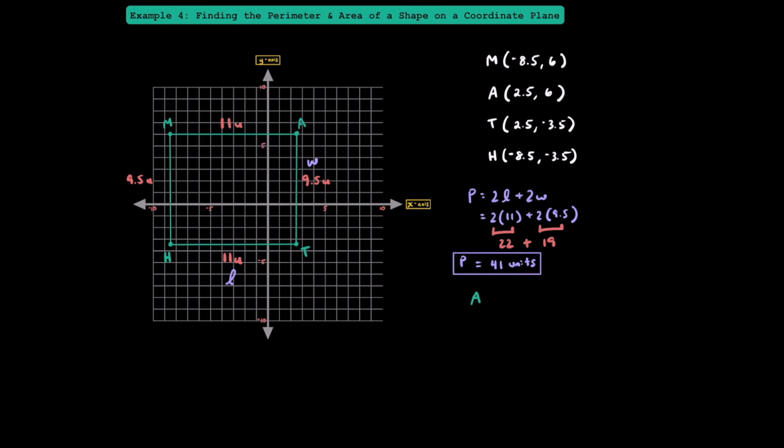Now that we have the perimeter, let's find the area. Area is just equal to length times width. Since we know our length is 11 units, we can use an 11 here and multiply it by the width, which we know is 9.5. Thinking back to our unit on the standard algorithm, we can multiply 11 times 9.5 using the standard algorithm.